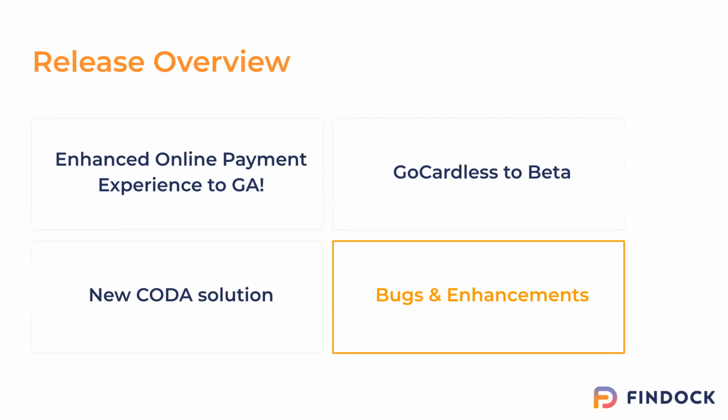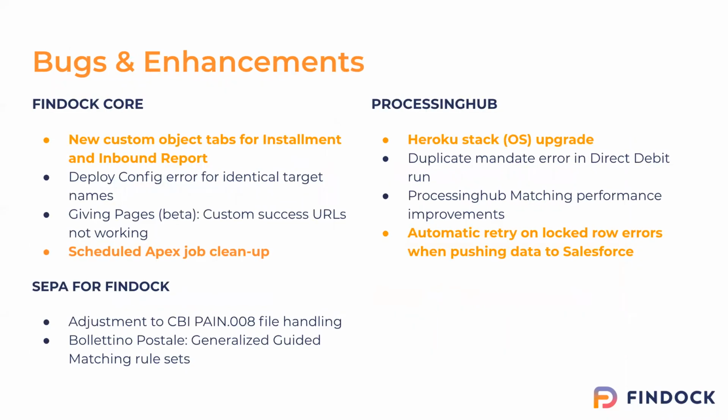Last but not least, we also make a lot of bug fixes and smaller enhancements, and we outline all of them in our release notes, but we'd like to focus on a few of them. We group them by Salesforce package, so that when you think about regression testing, you know, for example, that the changes under the SEPA for FinDock category only apply to the SEPA package.